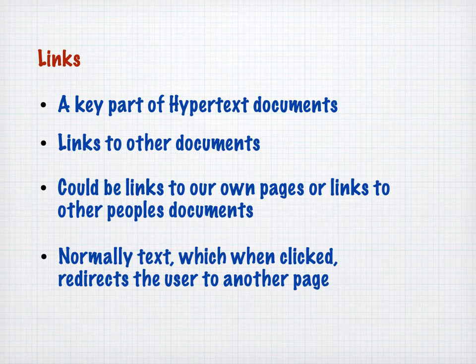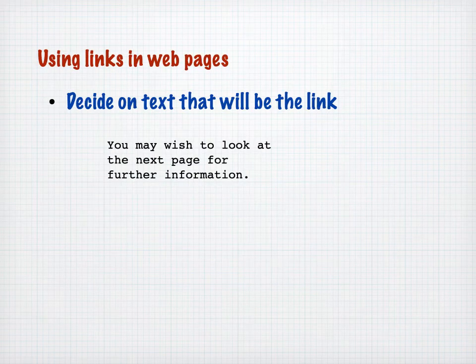And the way that they're used is it's a text which is highlighted or indicated in some way as to be a link, and you click on it, and then either you travel to the place that's being linked to or some file is downloaded. So how does it actually work in HTML? So let's look at this text. We've got some text here which says you may wish to look at the next page for further information.